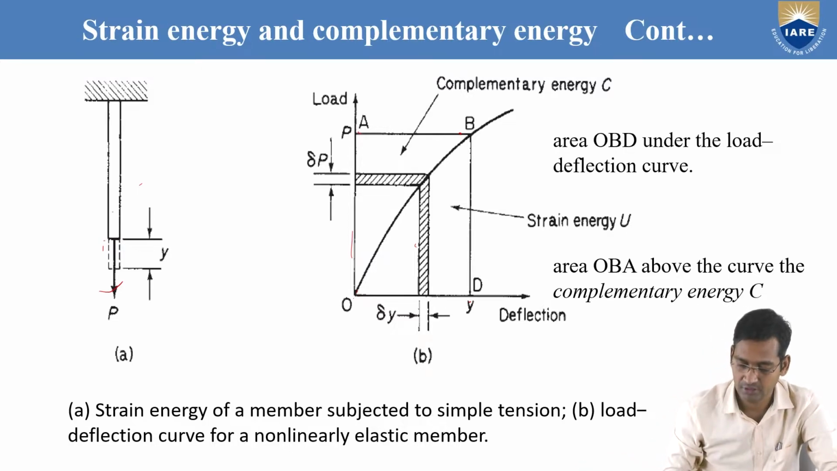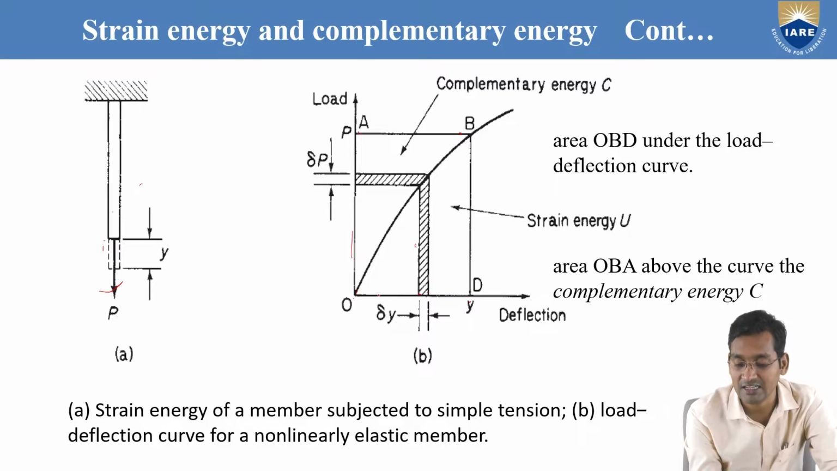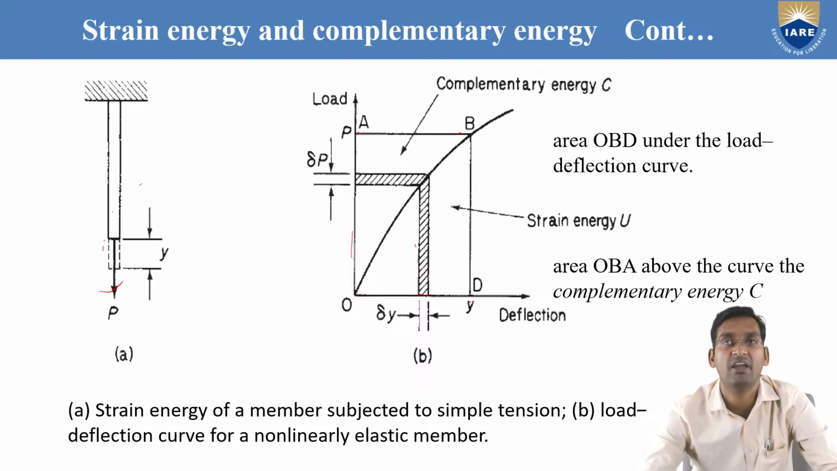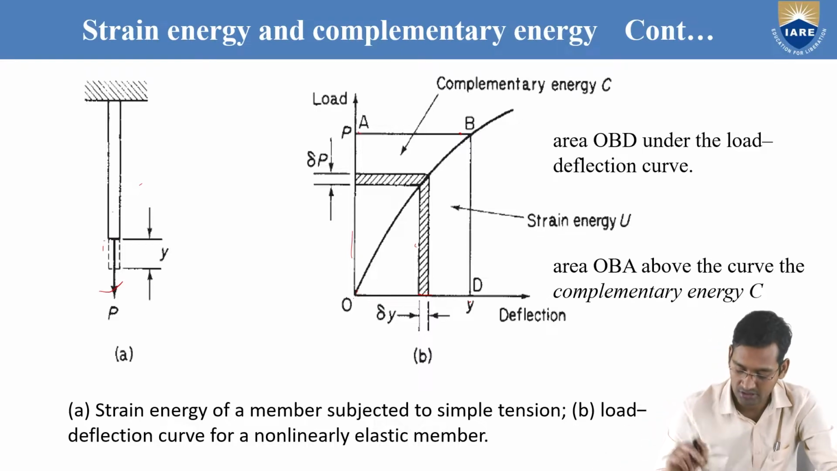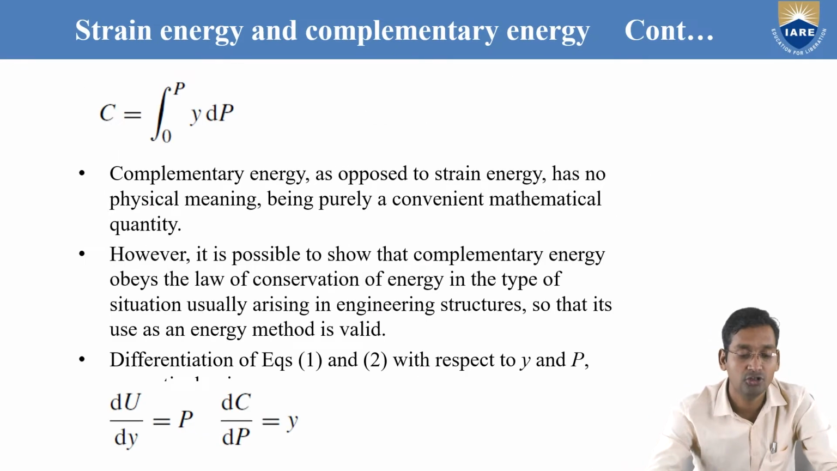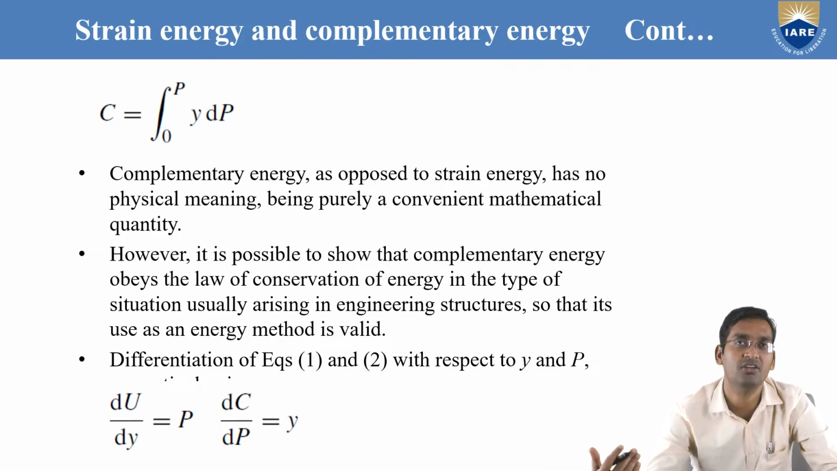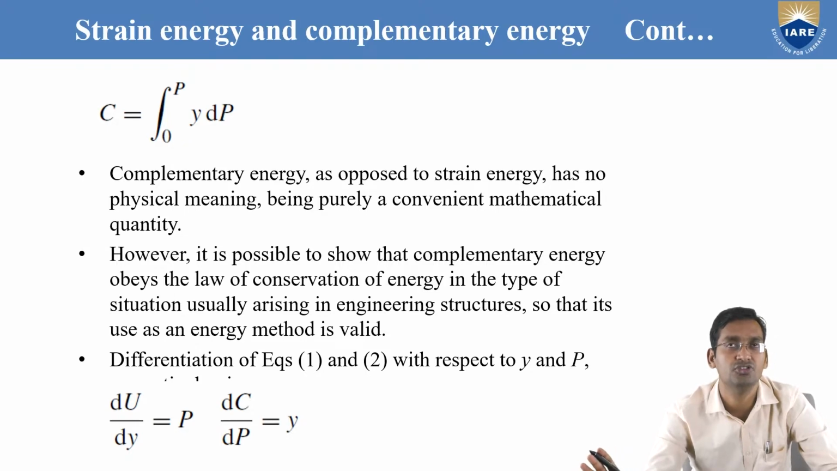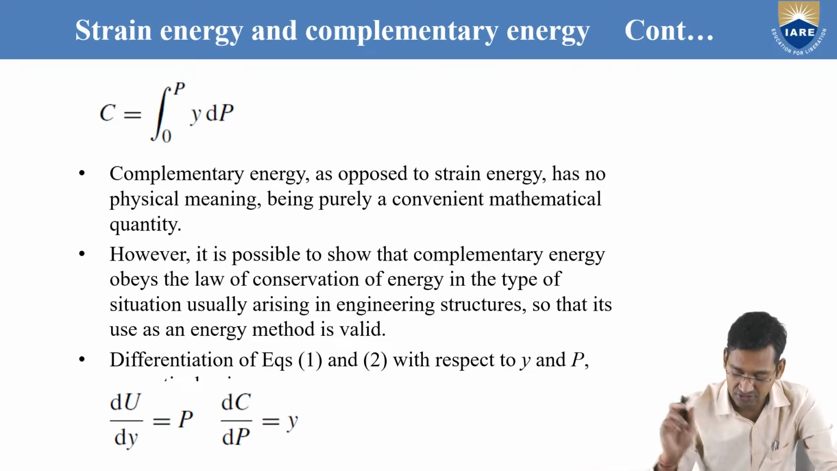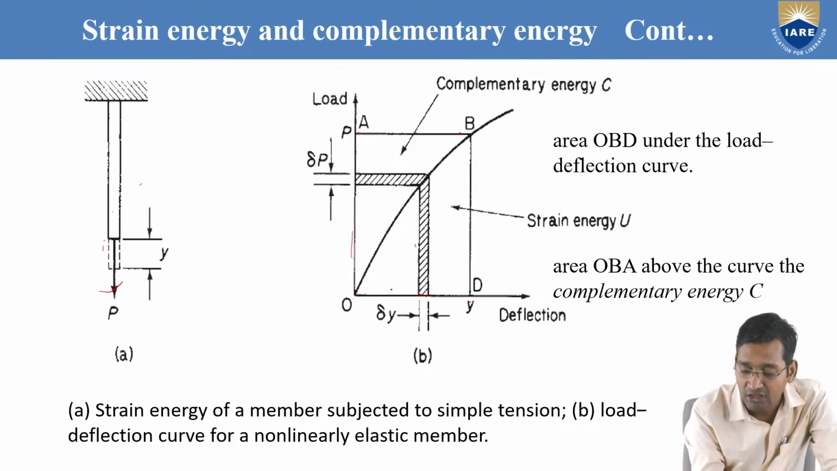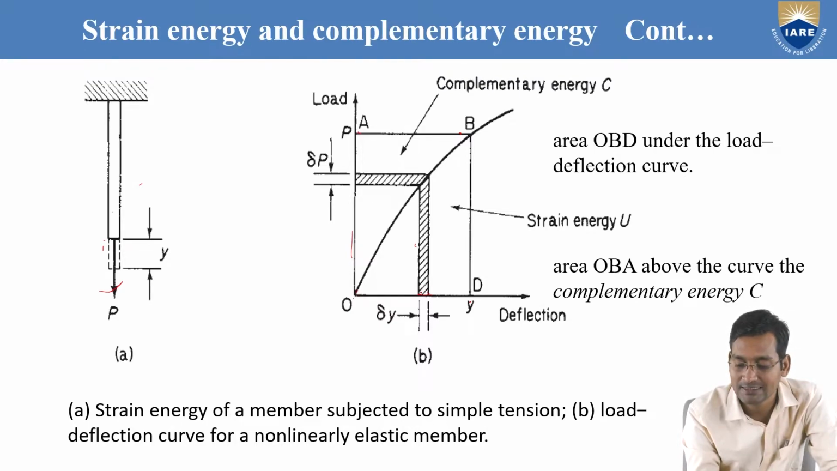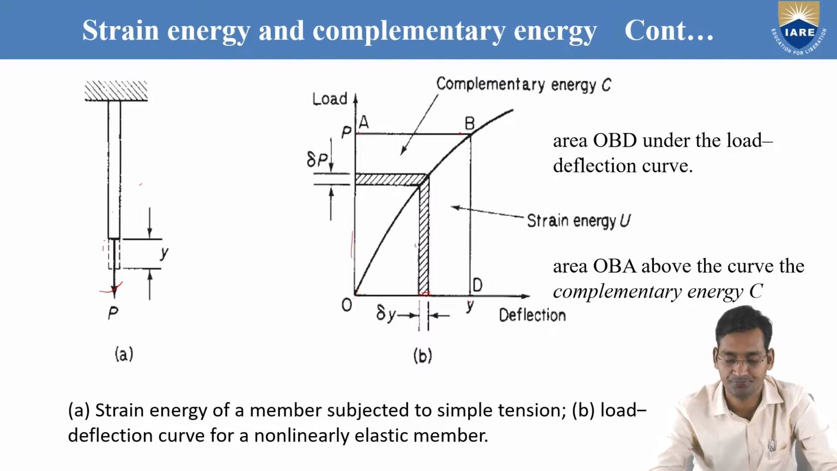This is the load versus deflection curve, where delta y is the deflection along this, that is the change in length, and delta P is the small amount by which the load is increasing on that beam or structure. Now, instead of U we can write the complementary energy as C equals integral from 0 to P of y dP. See the difference. If we take this one, the area of this will be what? This into which one?